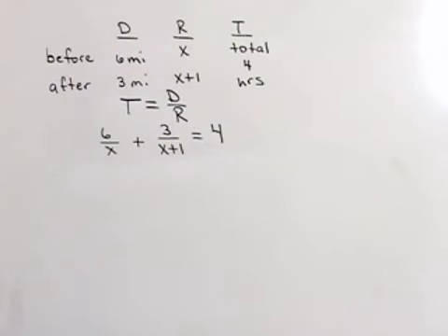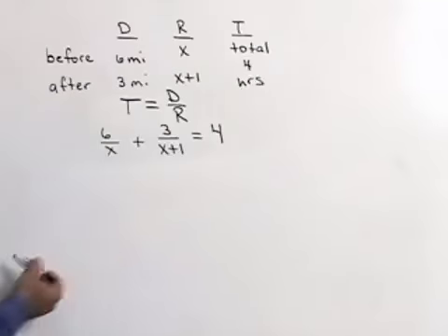So we know that time is equal to distance over rate. So if we take the distance and the rate before lunch, we have 6 miles over x, plus, after lunch, it was 3 miles over x plus 1, is going to equal our total time of 4. So let's now solve this equation.